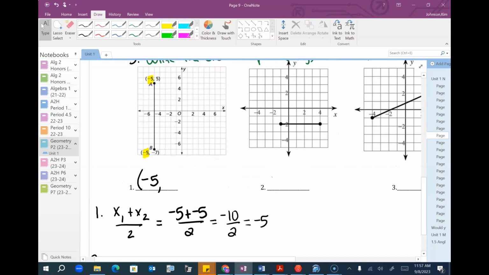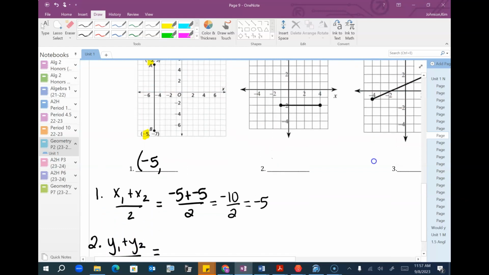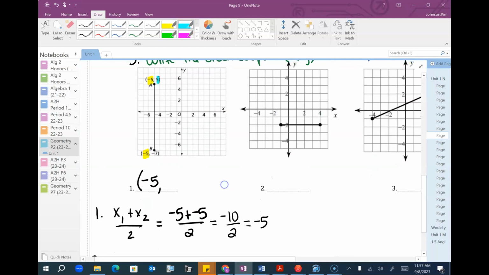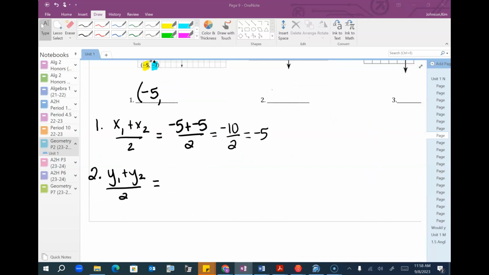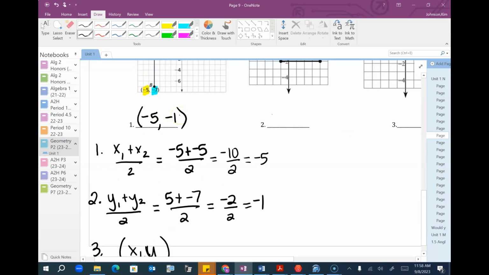And this one is a little less obvious, right? So let's go ahead and do the calculations. y1 plus y2 divided by 2. The y value of point A is 5. The y value of point B is -7. So we will add 5 plus -7 and divide those by 2. -2 divided by 2 is -1. So my ordered pair now, x, y, is -5, -1.